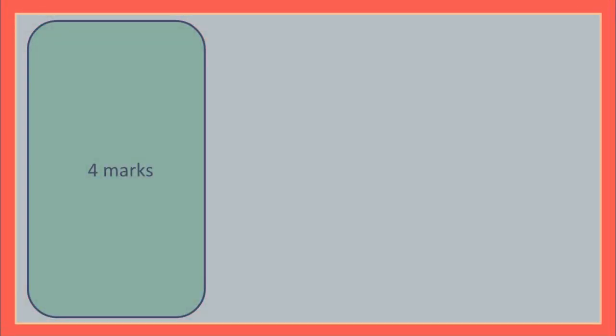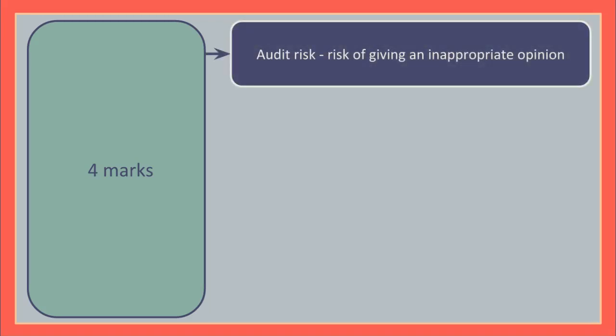Therefore, our 4 marks can be allocated as follows. 1 mark for audit risk is the risk of giving an inappropriate opinion.